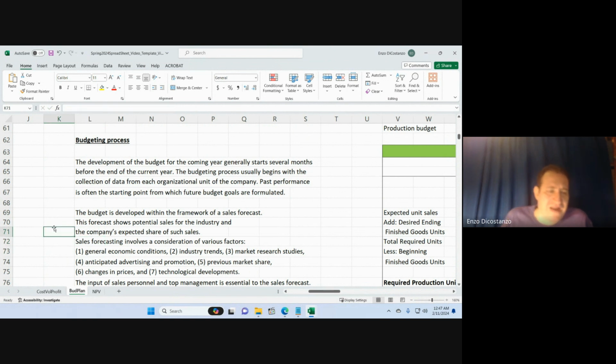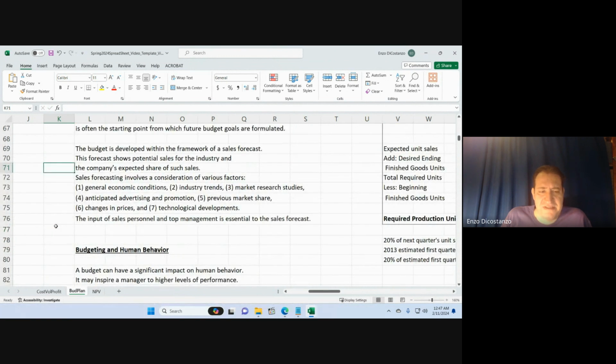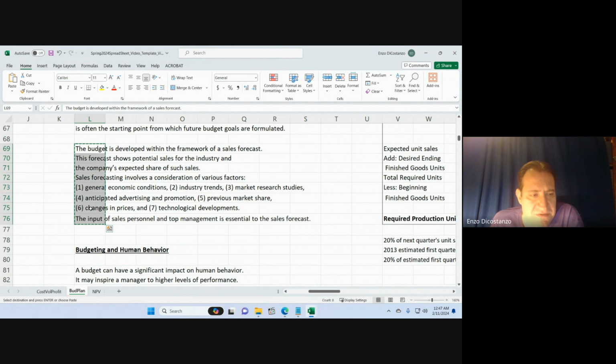The different factors that you consider: general economic conditions, industry trends, market research studies, advertising and promotion, market share, changes in prices, technological developments. That's a nice little set of factors to look at.